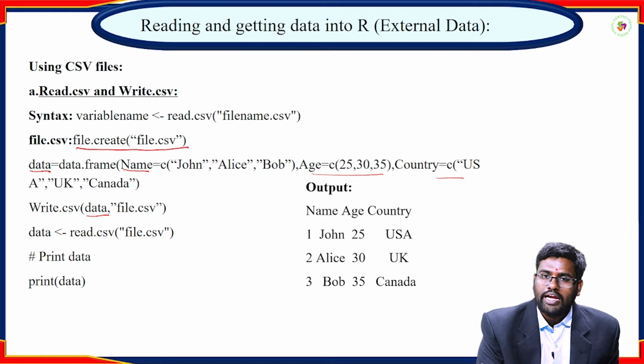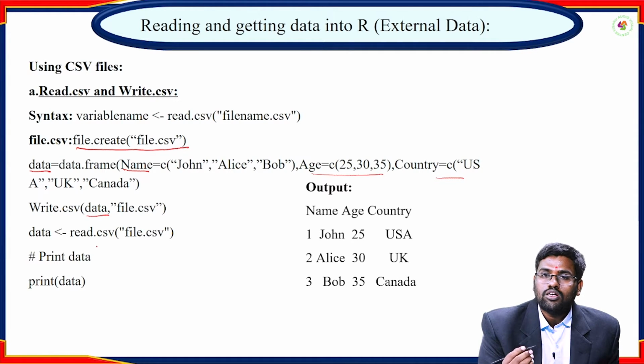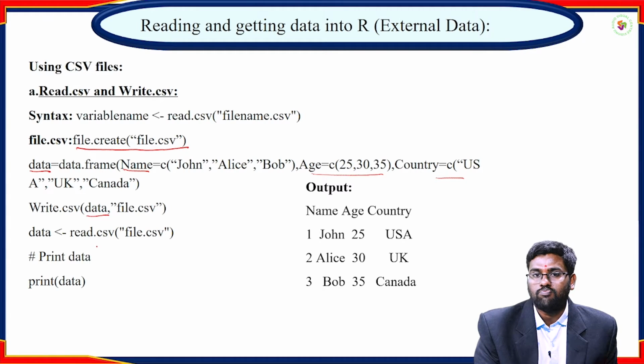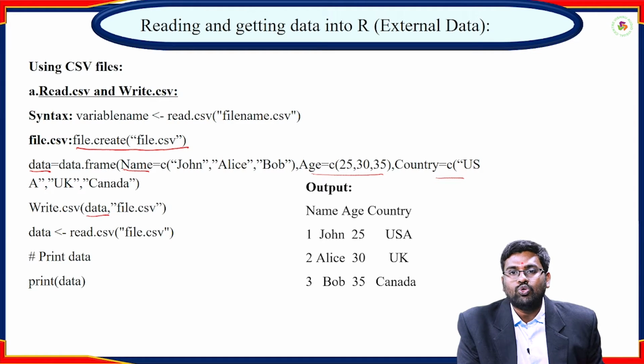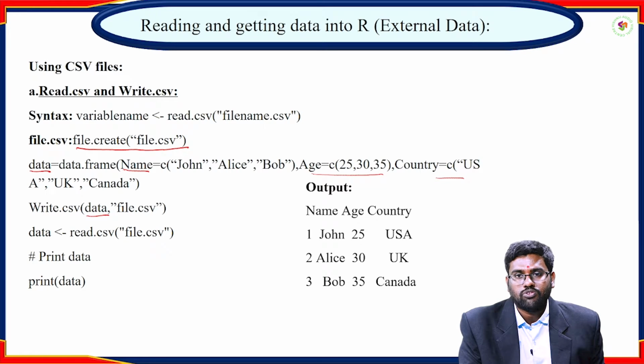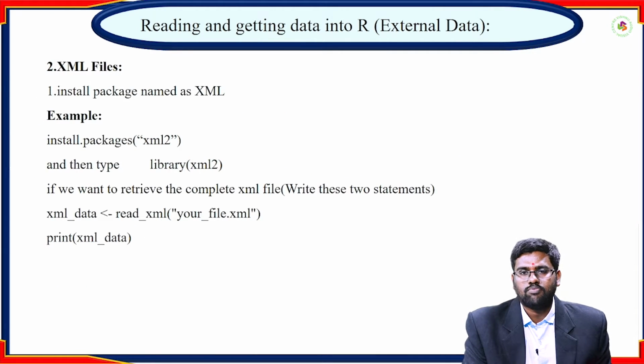Now I want to retrieve the data from file.csv. For that, I read into our variable named data using read.csv. read.csv is used to read, that means to retrieve, the data from CSV files. So read.csv of file.csv retrieves the data values of name, age and country from the given .csv file. That is about how to read and write the data from CSV files. Coming to the next one, XML files.